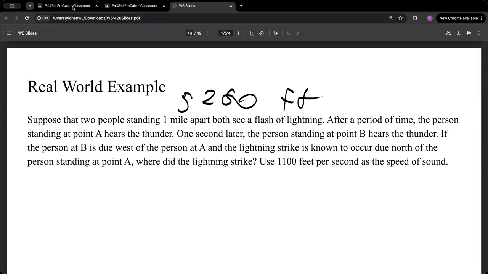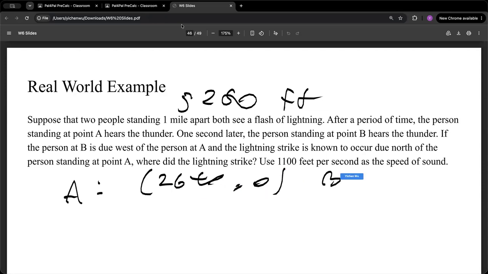I'll do this one right now because the end is a bit hard to do without a calculator. Okay, so we can let A be standing at (2640, 0) and B be standing at (-2640, 0), right? So then the center is (0, 0), and A and B are the foci.